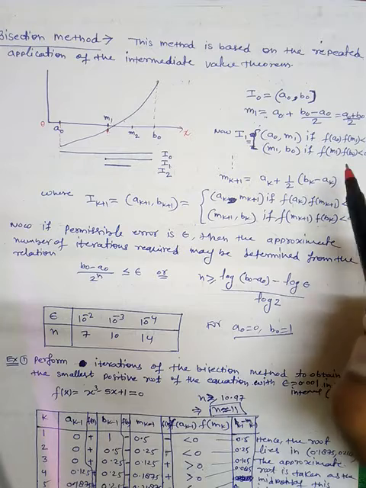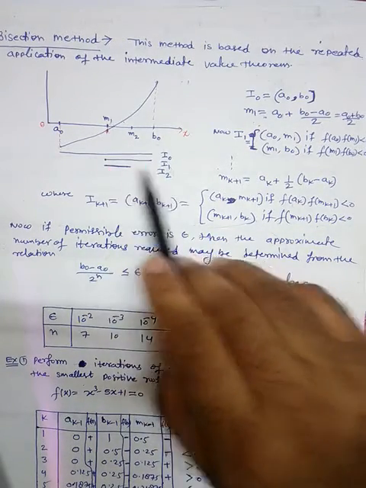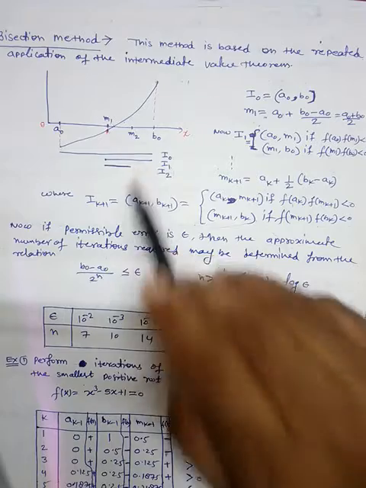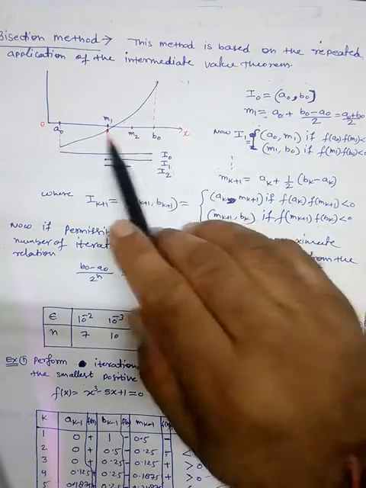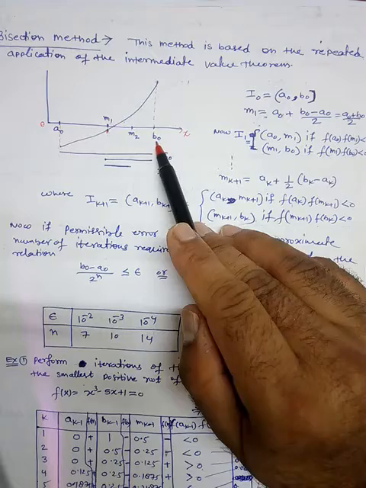Now once you get I1, in this figure this is I1. Again bisect this interval into two parts, so find M2. M2 will be m1 plus b0 by 2.